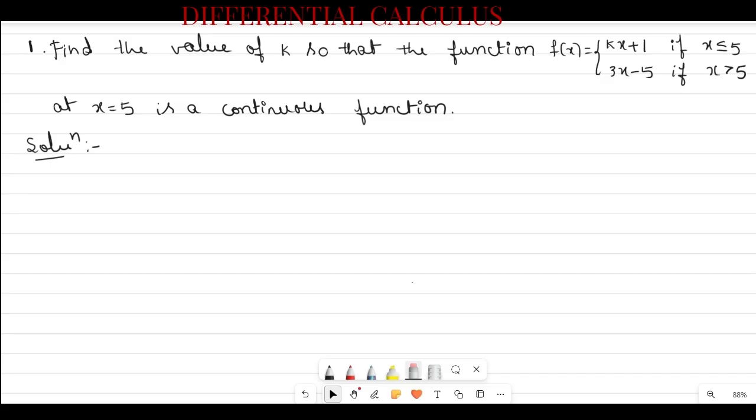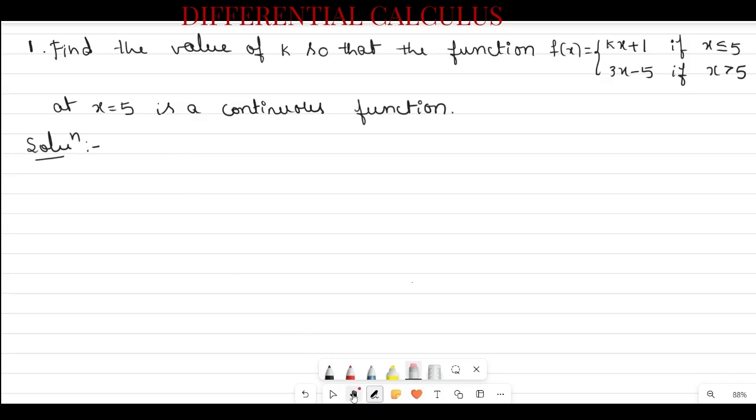Find the value of k so that the function f of x equals kx plus 1 if x is less than or equal to 5, and 3x minus 5 if x is greater than 5, at x equals 5 is a continuous function. See, what is the question? We have to find the k value. But in the question, they have given continuous. Continuous means left hand limit equal to right hand limit, that is equal to f of a.